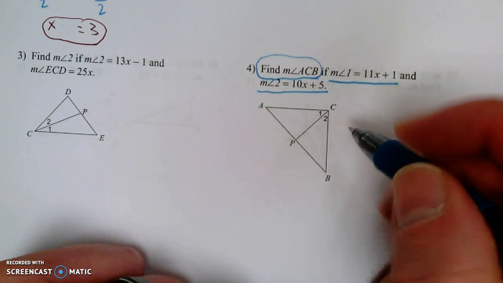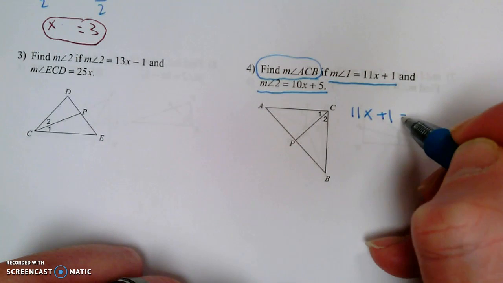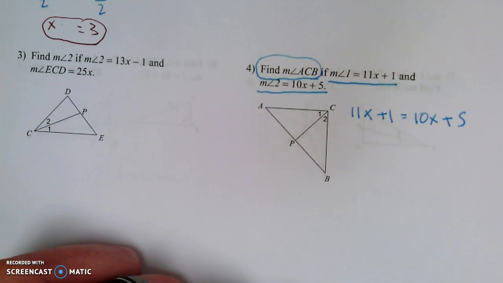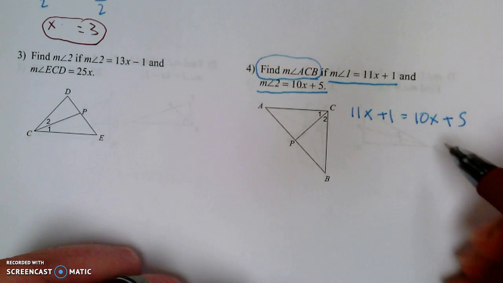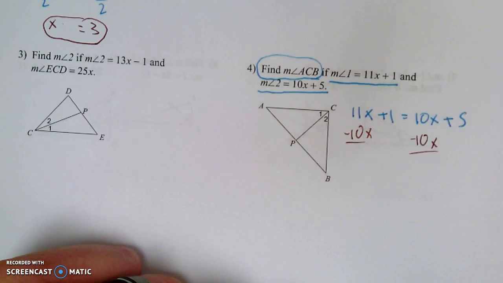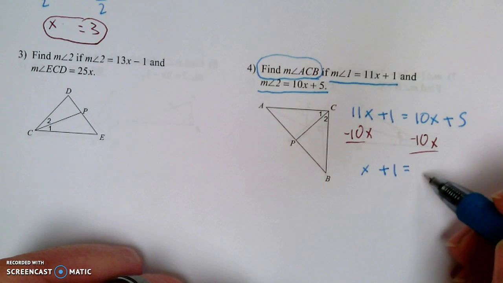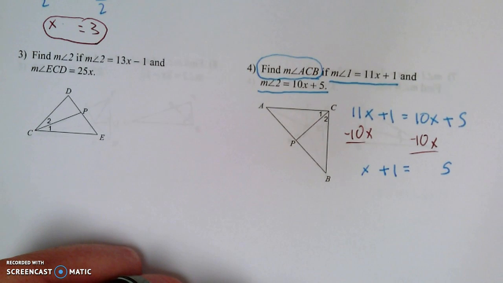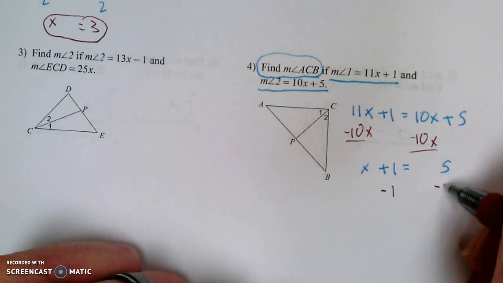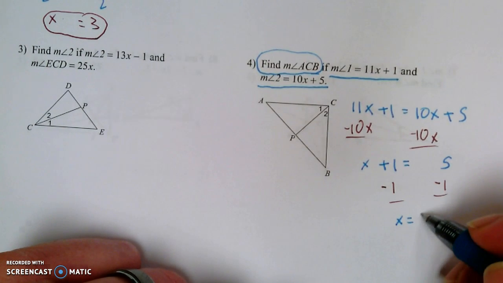Well, we know that angle 1 and angle 2 are equal to each other, so we're going to set up our equation like that. 11x plus 1 equals 10x plus 5, because the two angles are congruent. We want to get all our variables on one side, so I'm going to take away 10x from both sides. That leaves us with x plus 1 equals 5. Then I want to isolate the term that has the variable by subtracting 1 from both sides. And that's going to leave us with x equals 4.